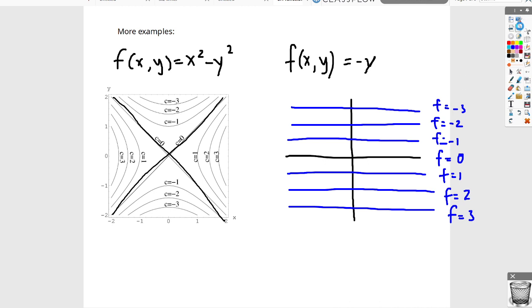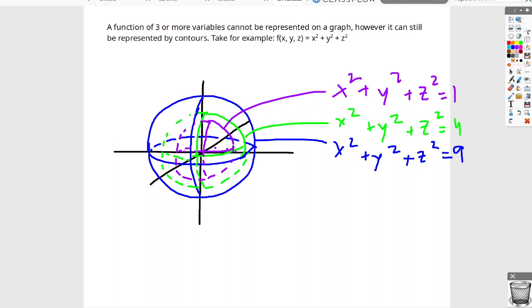So a function of more than 3 variables cannot be represented on a graph very nicely, but you can still draw it on a contour, although it would be a very messy contour like this one I drew right here. I hope it works, that if you have f of x, y, z, there's 3 variables this time, f of x, y, z is equal to x squared plus y squared plus z squared, then you can show that x squared plus y squared plus z squared equals 1. F equals 1 right here, f equals 4 right here, f equals 9 right here.